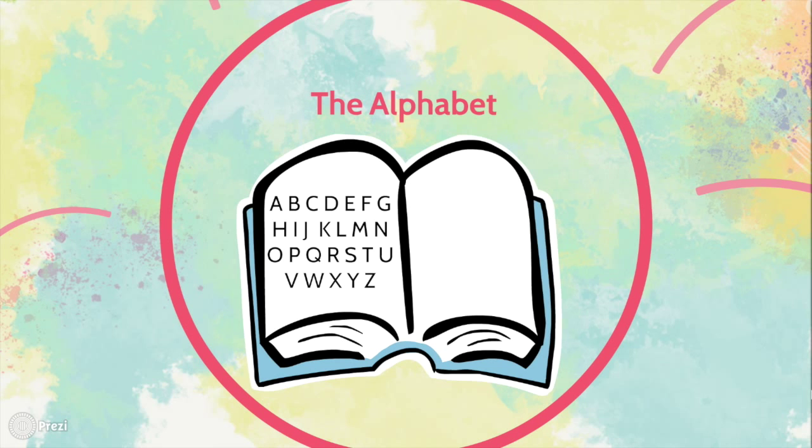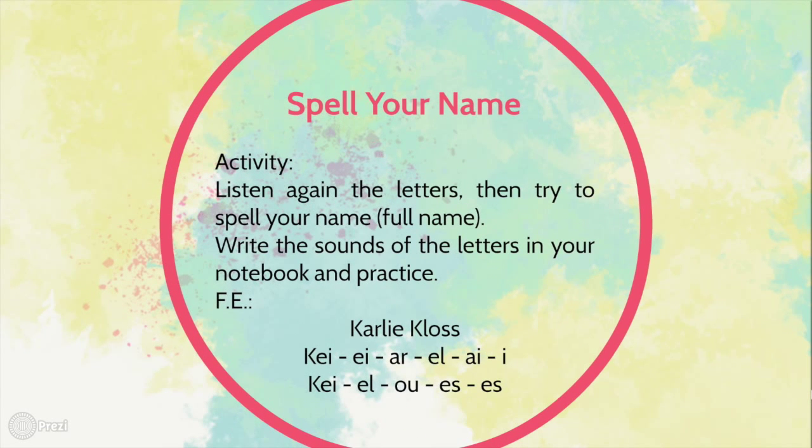Alright, now that we know the alphabet and how to pronounce every single letter, we're going to learn how to spell your name. Bien, ahora que ya sabemos cómo suena cada letra del alfabeto, vamos a comenzar a deletrear nuestro nombre. Spell your name. Activity. Listen again to the letters, then try to spell your name. Escucha de nuevo las letras y trata de deletrear tu nombre completo. Write the sounds of the letters in your notebook and practice. Escribe los sonidos de las letras en tu cuaderno y practica.